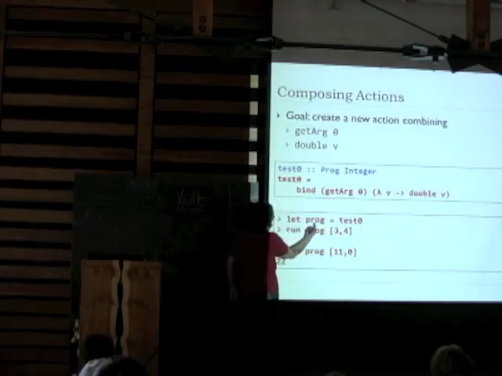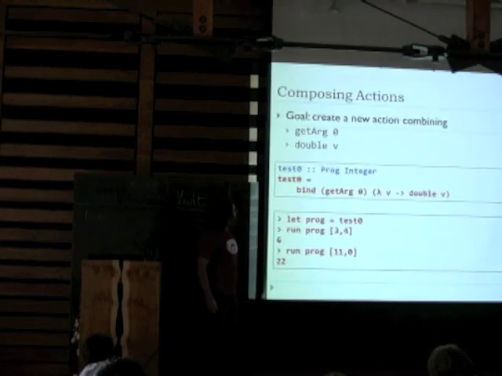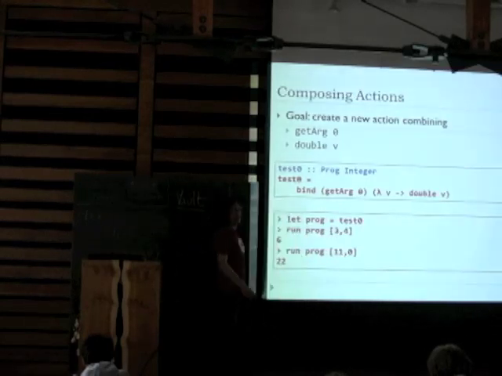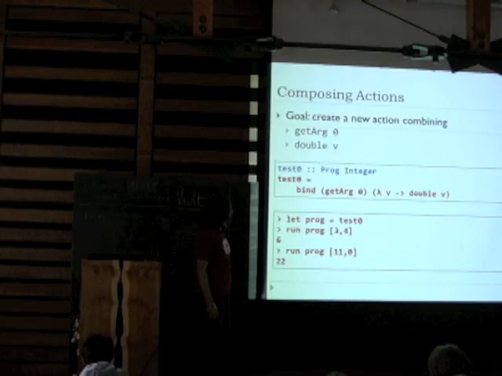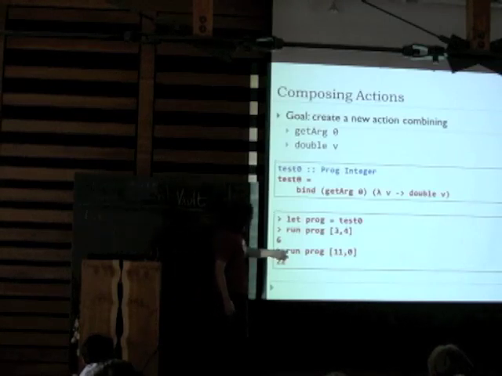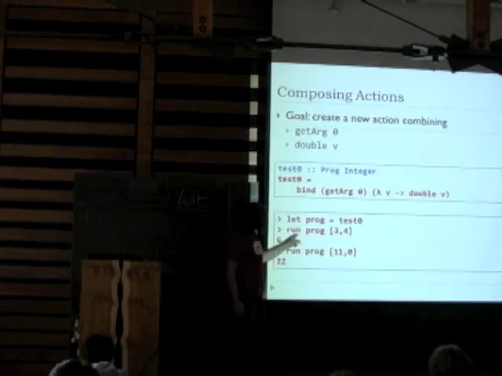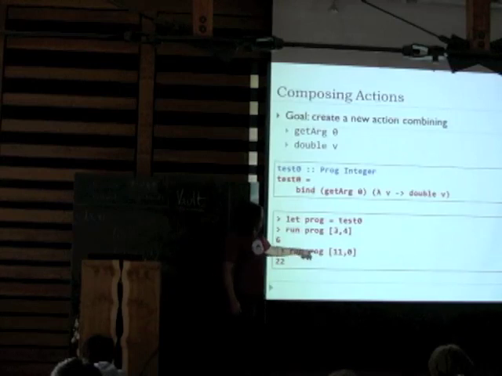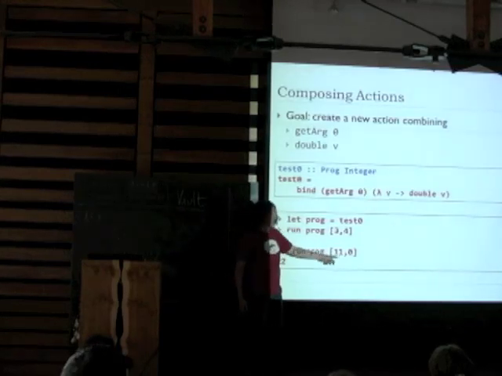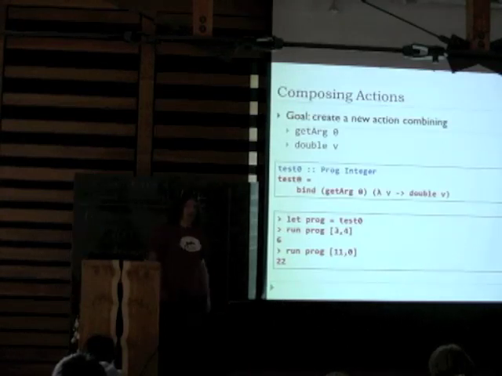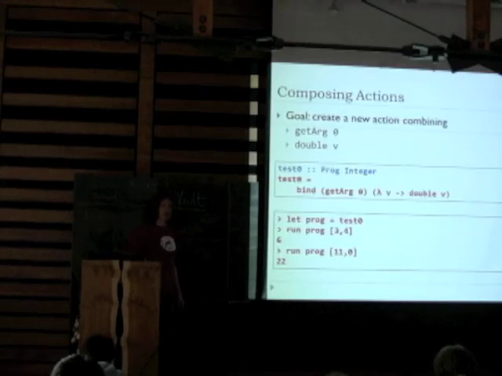So this is how you test it. I call test zero and I get a program. I run this program, run, that was my auxiliary function that just takes the action and runs it, on 3 and 4, a list of 3 and 4. I run, and it returns 6. It takes the zeroth argument and doubles it. I can run the same program on a different list and it will give me a different result. Just like when you have a program, you run it with different arguments, you get different results.